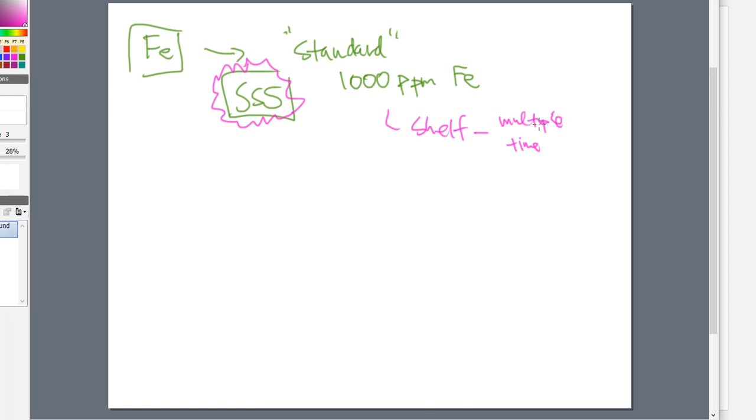That's the key. So the SSSs, the stock standards, are used to make all of the other standards concerning iron, in this case, all of the other standards in the lab.